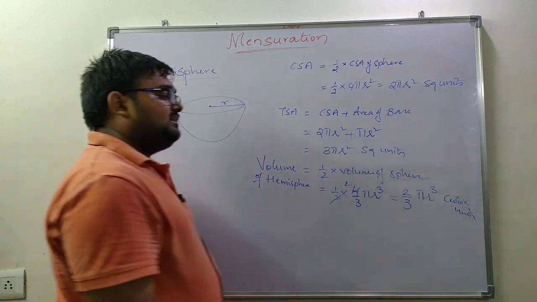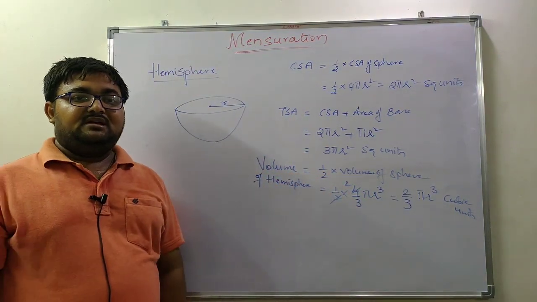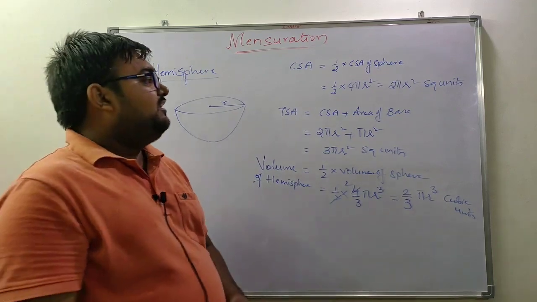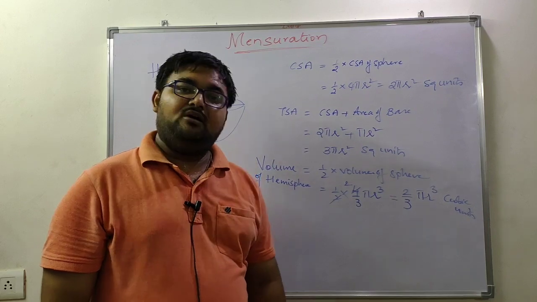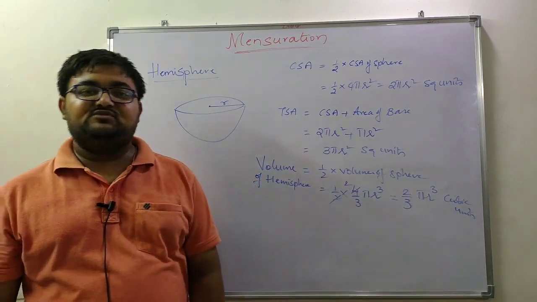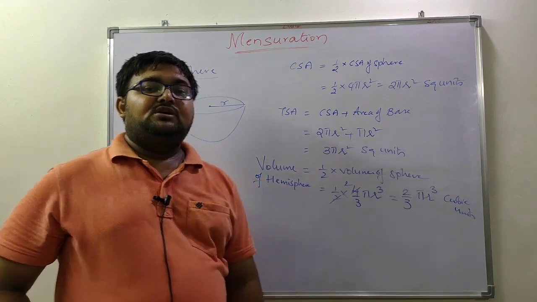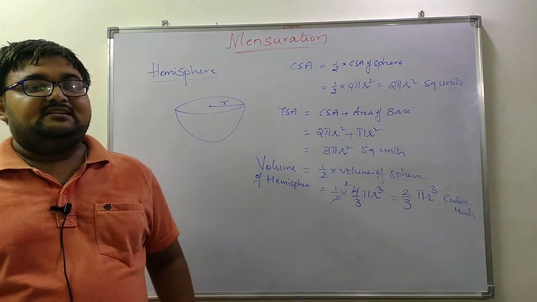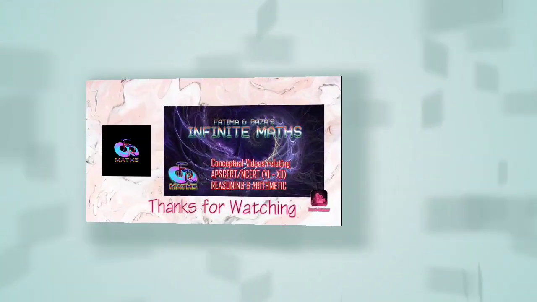So these are the formulas related to the hemisphere, right? Now along with these, we are going to have the hollow cylinder, hollow cone, hollow sphere as well as hollow hemisphere. Regarding those, we can easily obtain them if we know these formulas.